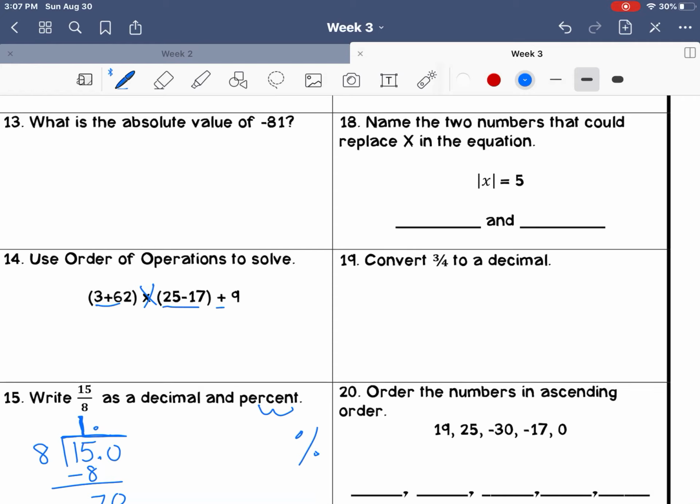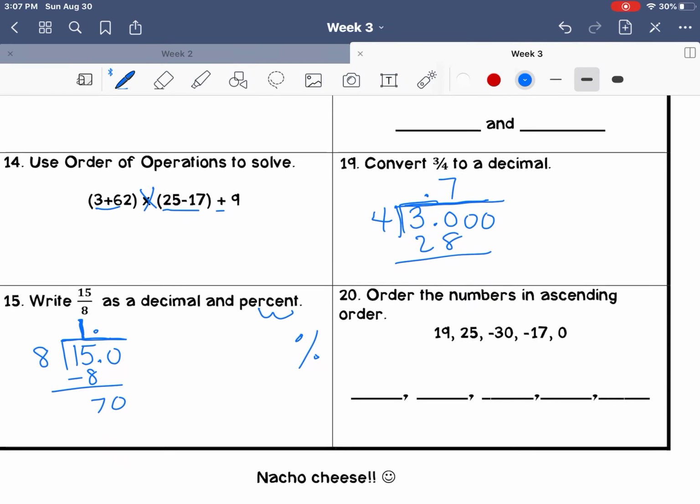Number 19, convert 3/4 to a decimal. Still divide the top number by the bottom number. Doesn't go. We add a decimal and then we divide. We can add as many zeros as we want to and divide. 4 will go into 30, I believe 7 times. So keep going from there.